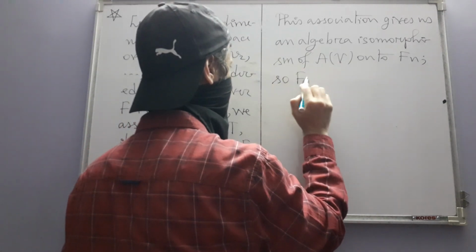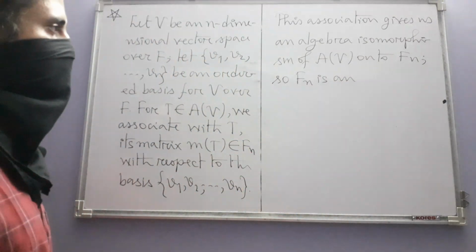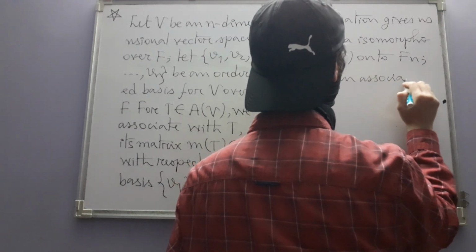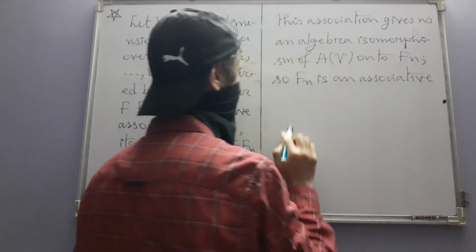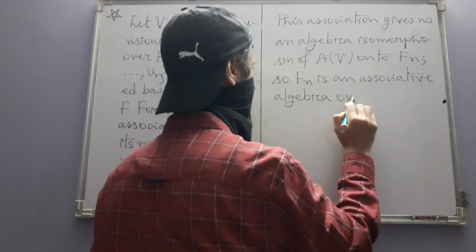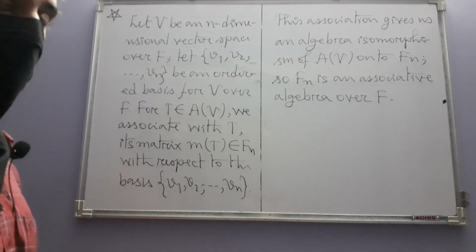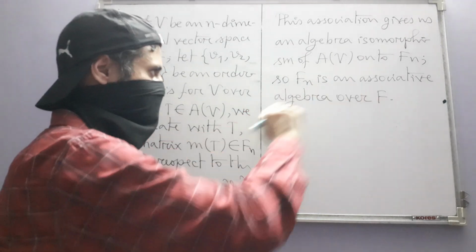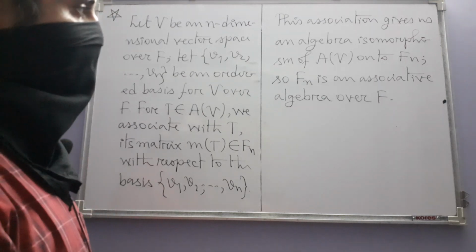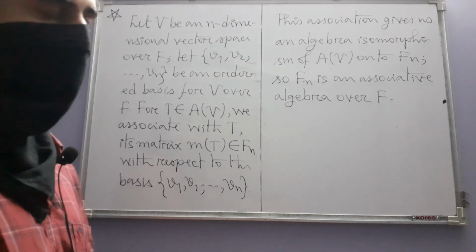So Fn is an algebra, an associative algebra of course, where the multiplication is associative. An associative algebra over F. Actually, there is a reason for calling these structures associative algebras, because there exist structures where all the rules of algebra are there, but the multiplication is not associative.